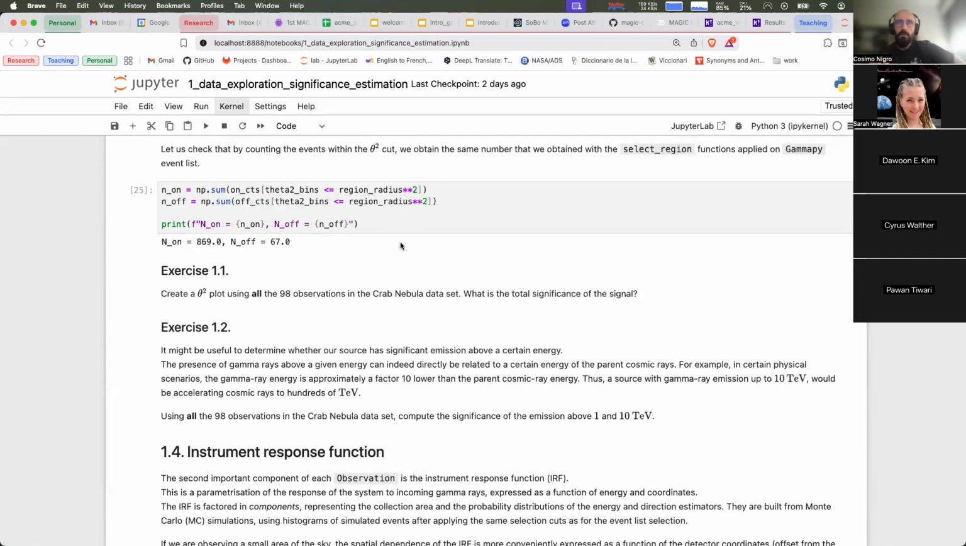There are two ways, just to give you a suggestion, that you can go about it. You can either make a giant event list, basically, and one histogram, or you can make a histogram for each observation and then find a way to combine them. So choose the approach that you prefer.